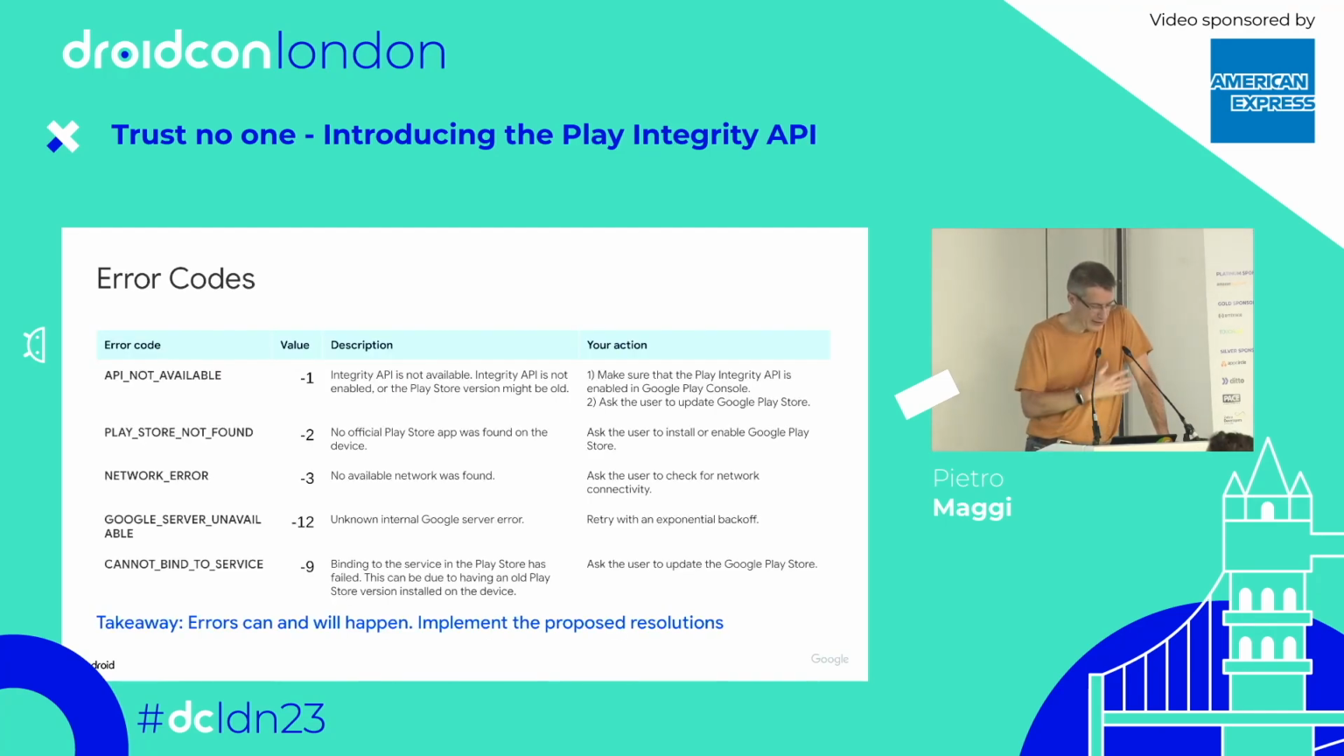And then the error codes. There are two different sets of errors for the classic request and the standard request. The most important are, for example, if you get an API not available, -1. So there is a helper function that you can use to go from the number to the code and having an error message.